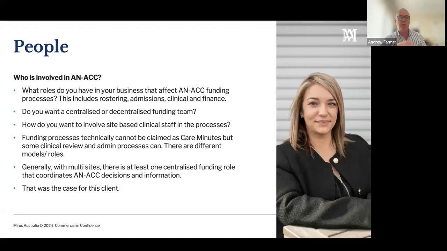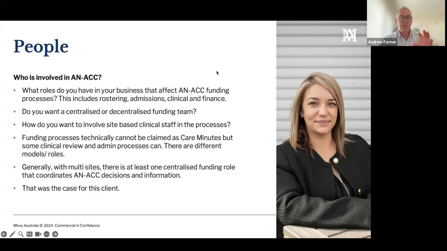Generally, like I've said there with multi-sites, there's at least some centralized funding people coordinating those AN-ACC decisions and that information. This is a more analytical process. Somebody needs to be looking at the information at a summary level and helping to make consistent decisions about the data and how to keep the AN-ACC funding in balance.